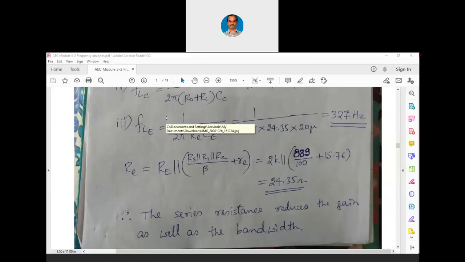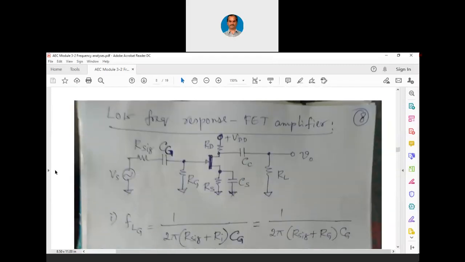Now let us proceed to discuss an amplifier circuit with JFET. Low frequency response of an FET amplifier. Here, let us consider the signal source's resistance from the beginning as it is. So we have the signal source, we have this Rsig. Rsig stands for the resistance of the signal source. Then we have this CG, that is the capacitance at the gate. Then we have this RG. This particular circuit, whatever we are seeing, is a self-bias circuit.